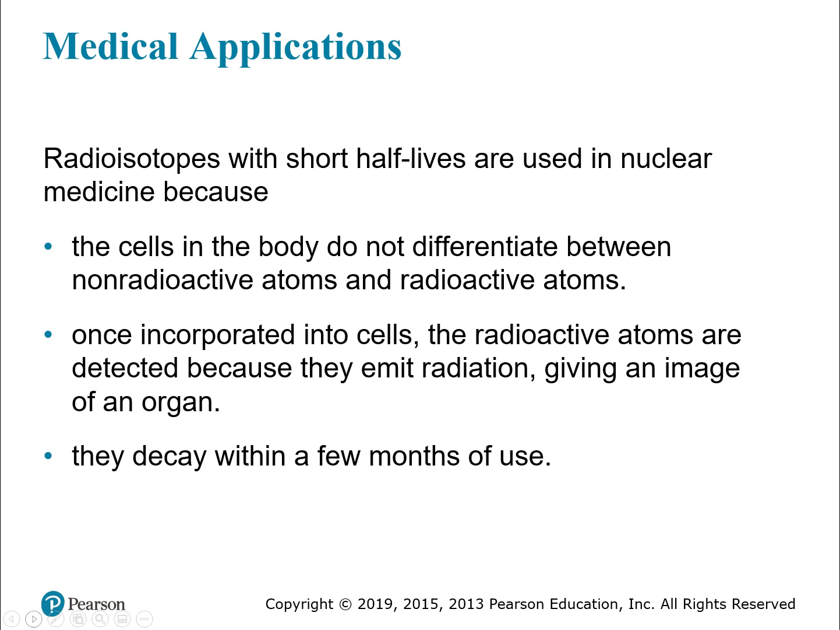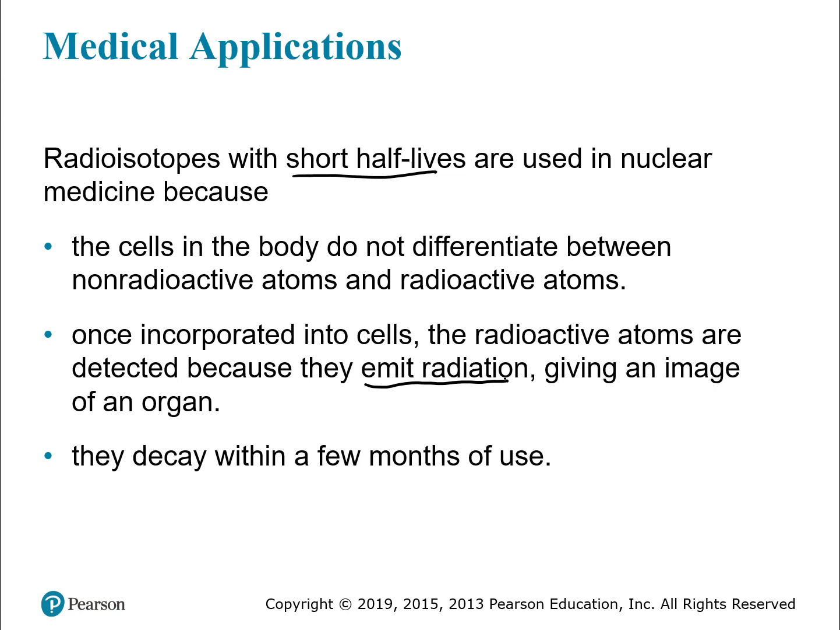So we use radioisotopes with short half-lives. And the reason for this is your cells do not differentiate between radioactive and non-radioactive atoms. So whatever is there, they're going to use. And once you incorporate a radioactive atom into a cell, those atoms are going to emit radiation. That's helpful when you're trying to get an image.